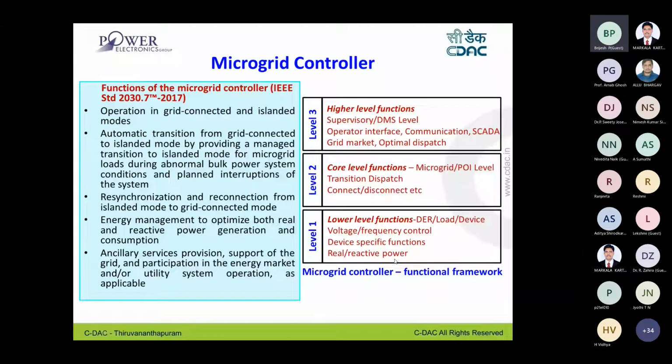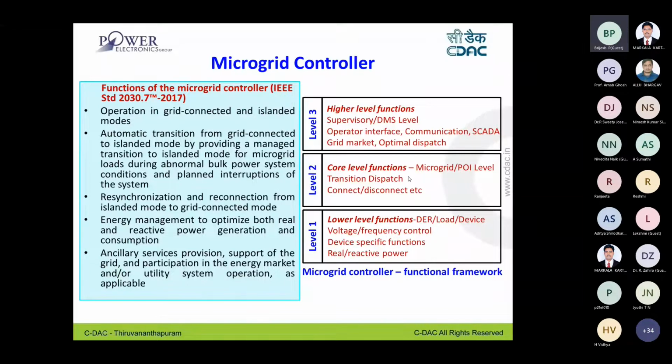Then the next is core level controls. This defines the transition and dispatch functionalities, that is connection and disconnection from the main grid. It is controlled in level 2. In the higher level, it is a supervisory kind of control.